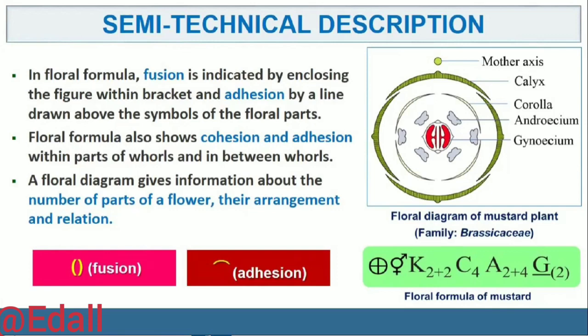A floral diagram provides information about the number of parts of a flower, their arrangement and the relation they have with one another. The position of the mother axis with respect to the flower is represented by a dot on the top of the floral diagram. Calyx, corolla, androecium and gynoecium are drawn in successive whorls, calyx being the outermost and the gynoecium being in the center. Floral formula also shows cohesion and adhesion within parts of whorls and between whorls.